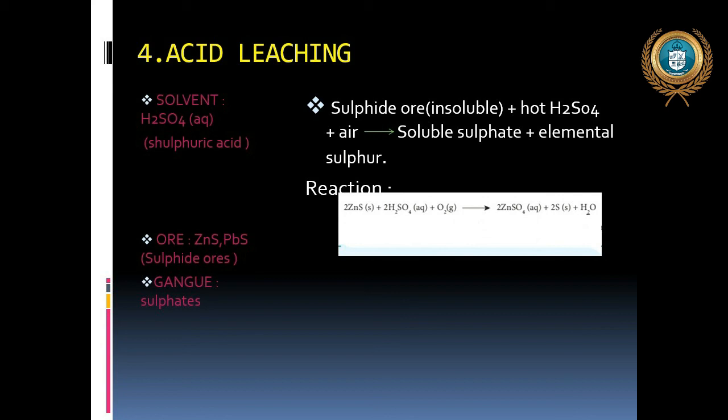This is the condition. The insoluble sulfide ore is treated with hot sulfuric acid in presence of air, means in presence of oxygen. This reaction has to happen. It gives the product soluble sulfate along with some elemental sulfur. So this is the process of acid leaching. After this we can take this zinc sulfate for the next process to extract the metal zinc. So this is acid leaching.